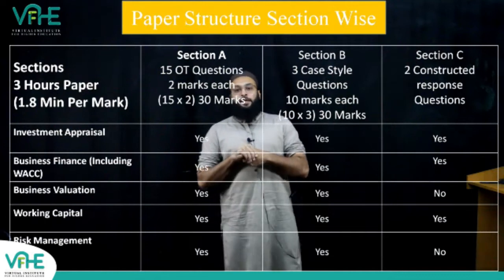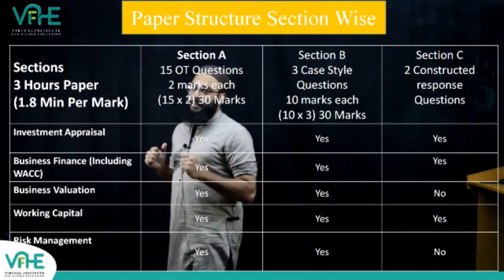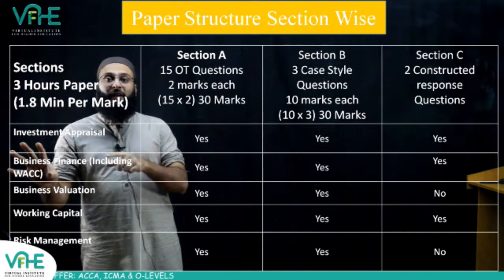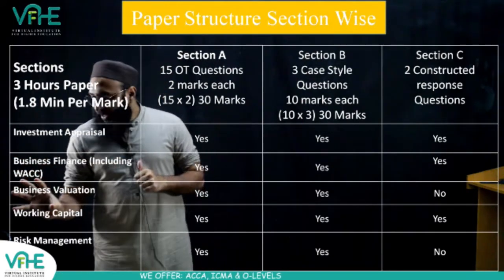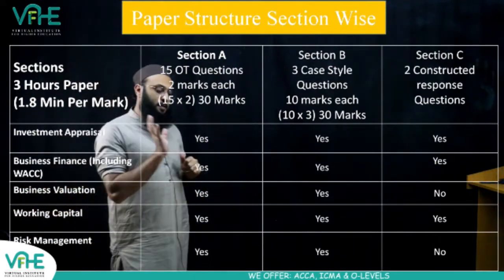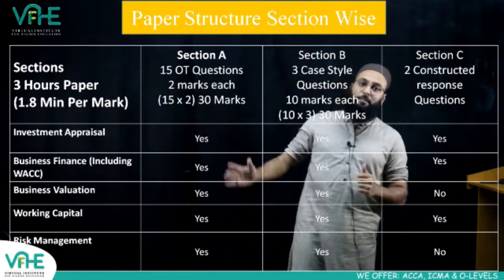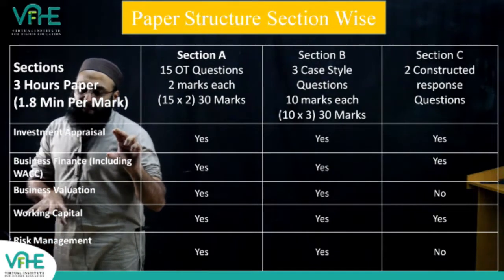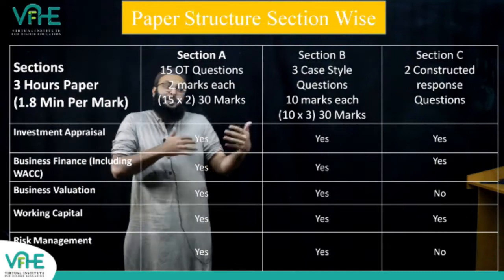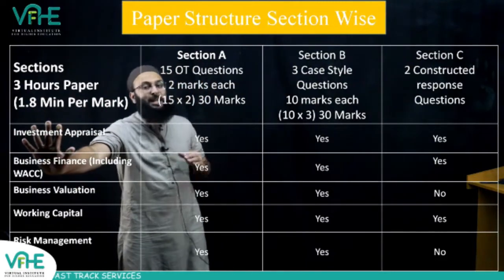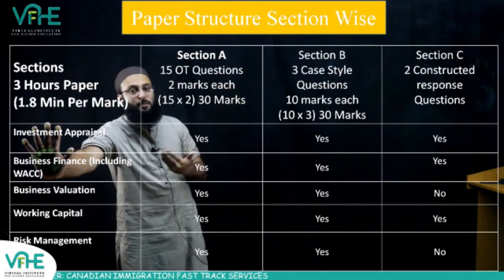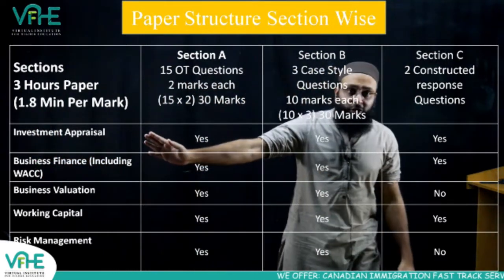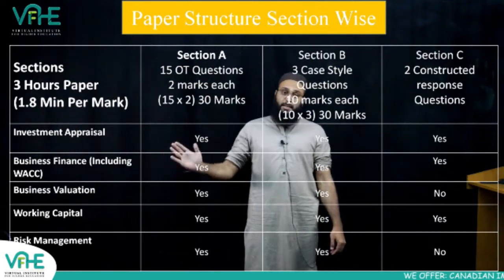Now, the topics that are part of this skill set include investment appraisal, business finance, including VAC, business valuation, working capital, and risk management. I'll first start with investment appraisal, a very important topic when it comes to paper structure. In your paper, it is expected that at least 20 marks will relate to investment appraisal, at least, which means it could be more than that. It has a very high weightage in your examination, very crucial for your exam success.